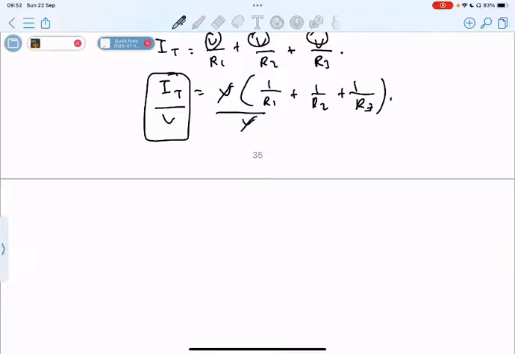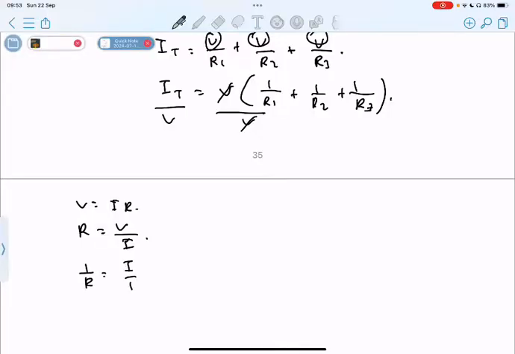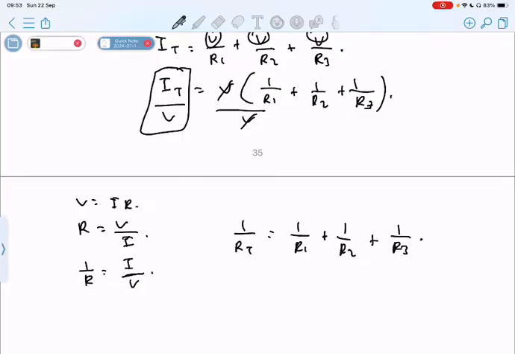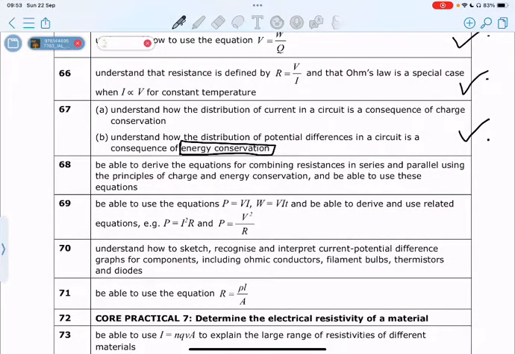Now what is this equal to? We do know that V is equal to IR and R is equal to V over I. But this is I over V. So 1 over R is equal to I over V. And hence this is equal to 1 over R. So 1 over your R total will be equal to 1 over R1 plus 1 over R2 plus 1 over R3. That's how you derive that equation, okay? It's very lengthy, but you have to know how to derive those equations.